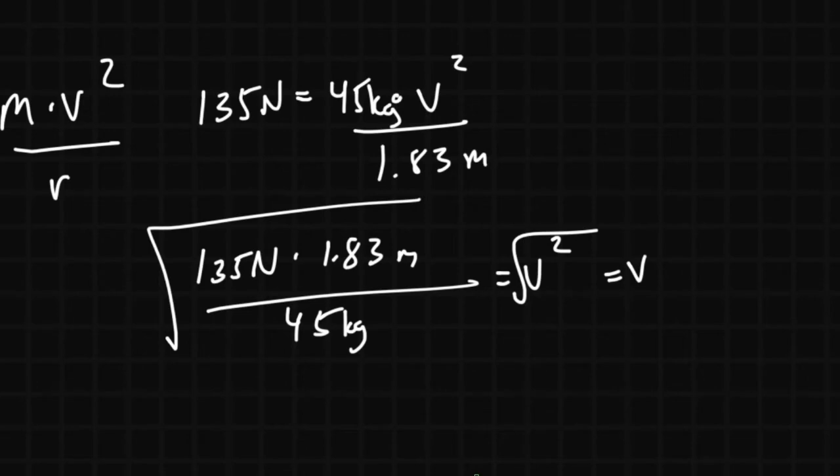Give me a second to run this through my calculator. So 135 times 1.83 divided by 45, take the square root. I get 2.34 meters per second.